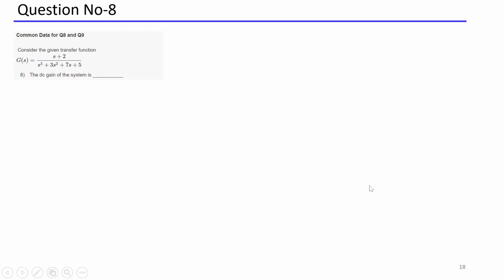What is the DC gain of the system? What is meant by DC gain? First, because this is also a famous question. DC gain means, DC means what? Frequency is zero, sir. Okay. DC gain of the system means frequency is zero.